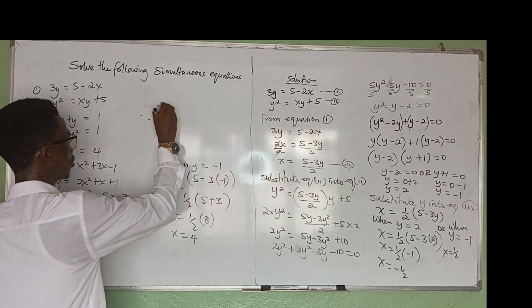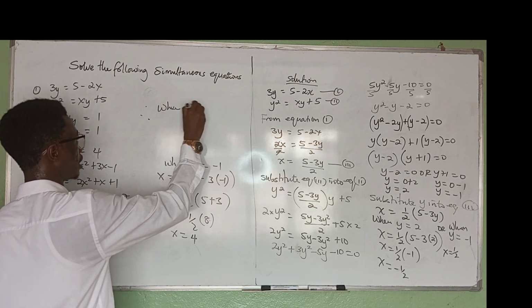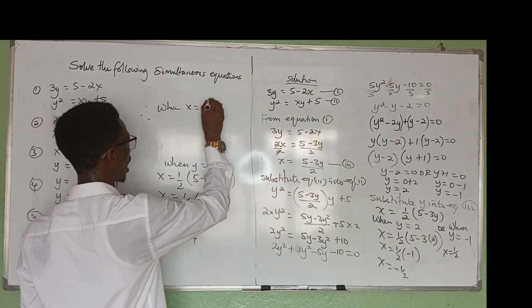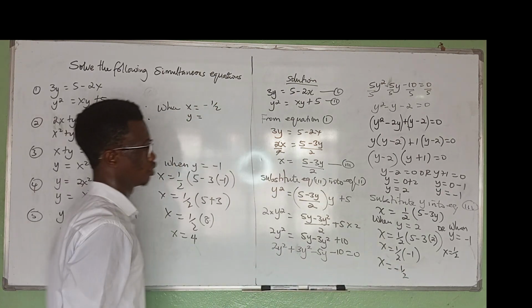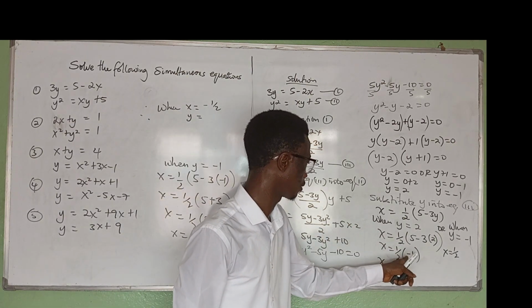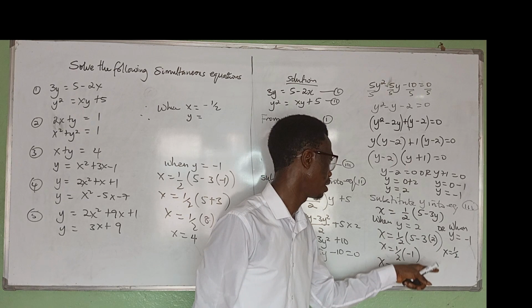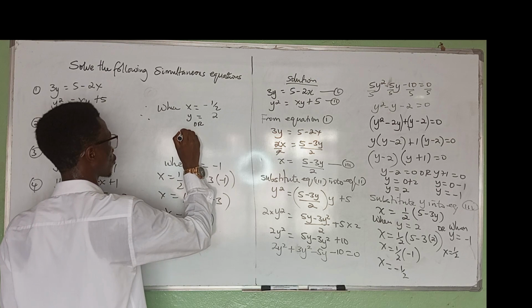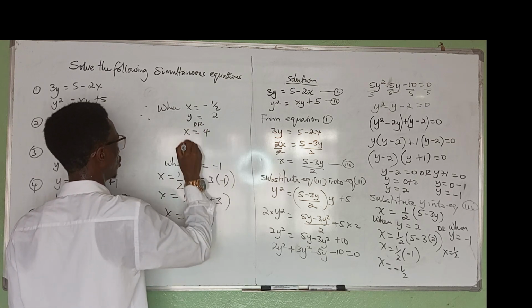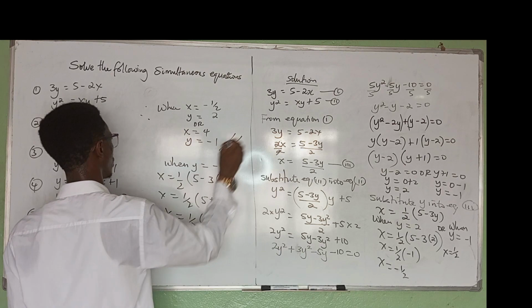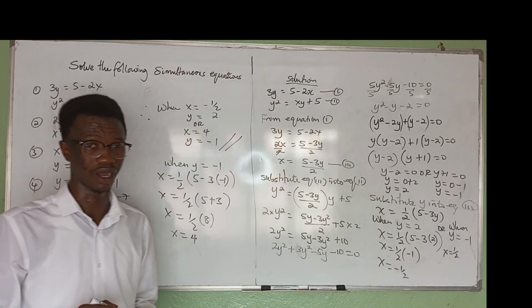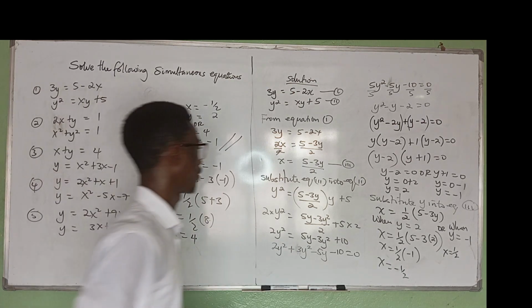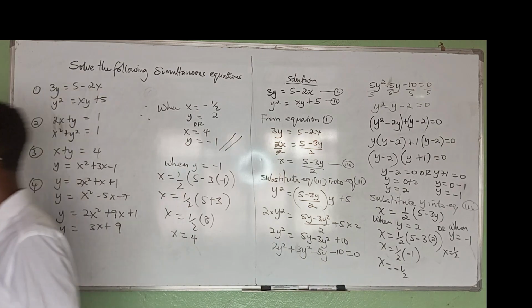So therefore, when x equals minus half, your y was 2, the value we substituted that gives you minus half for x. Or when x is equal to 4, your y is -1. So those are your answers for this type of problem. Fine. So let's look at the next problem.